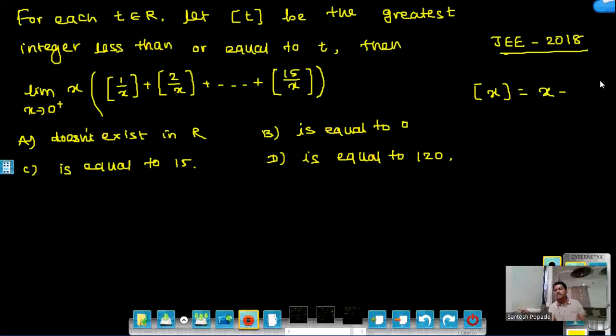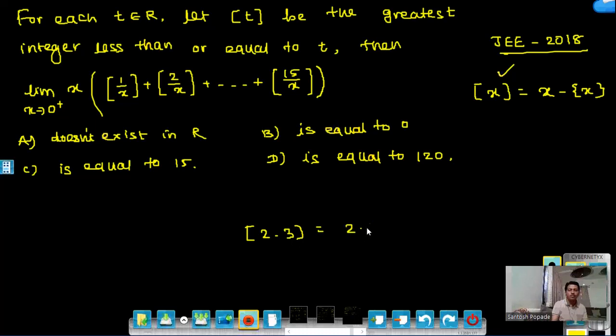First of all, we should know the definition of the greatest integer function. It is defined like this: the greatest integer x is equal to x minus the fractional part. Meaning from the given number, if we subtract the fractional part, then we will get the value of the greatest integer function. Okay, so for x positive, this is the formula: bracket x is equal to x minus the fractional part. This curly bracket x denotes the fractional part.